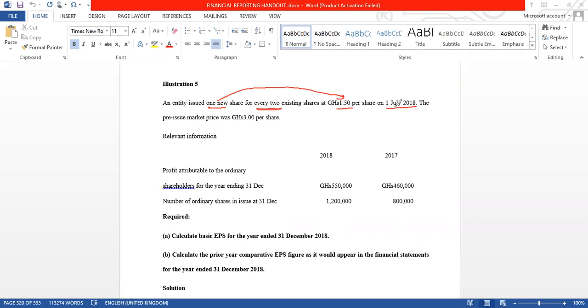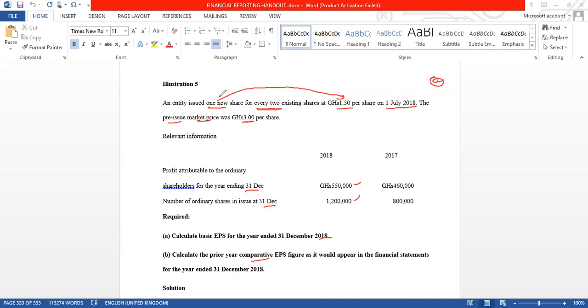Right? What we are supposed to go through and understand is that we are given a pre-market issue price of 3 cedis. Remember, we will need to find our bonus fraction, and for the bonus fraction we need to find our TERP. It's just procedural. Then we have this information as usual. Dates are key. The question said that we should calculate the EPS for 2018, and it goes ahead that we should state the comparative.